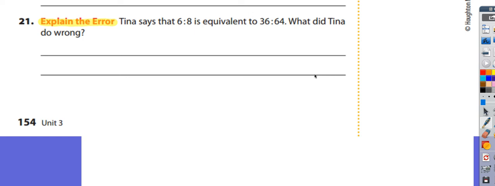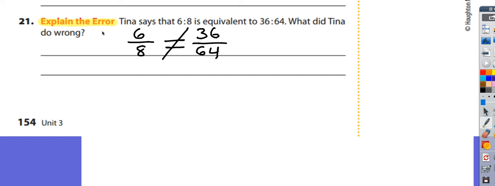I want to show you that if you rewrite this as a fraction, it might be easier to notice. So 6 to 8 could be written like this, 6 over 8. And I'm going to put an equal sign, because that's what equivalent means, is equal to. And then I'm going to write 36 to 64. And you're welcome to go ahead and cross this equal sign out, because we know it's not equivalent. Tina says it's equivalent, but we know it's not because the question says explain the error. So we know there's an error.